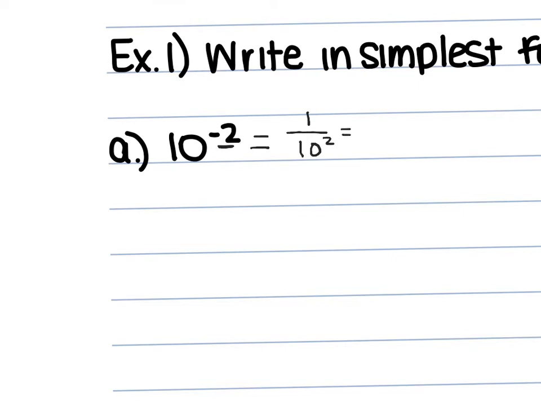Now there's something we can do with that. That just becomes 1 over 100. Again, because it has a negative exponent, we moved it to the denominator. If it were already in a fraction, like if it was already in the denominator, we would just move it to the numerator. So let's try another one.